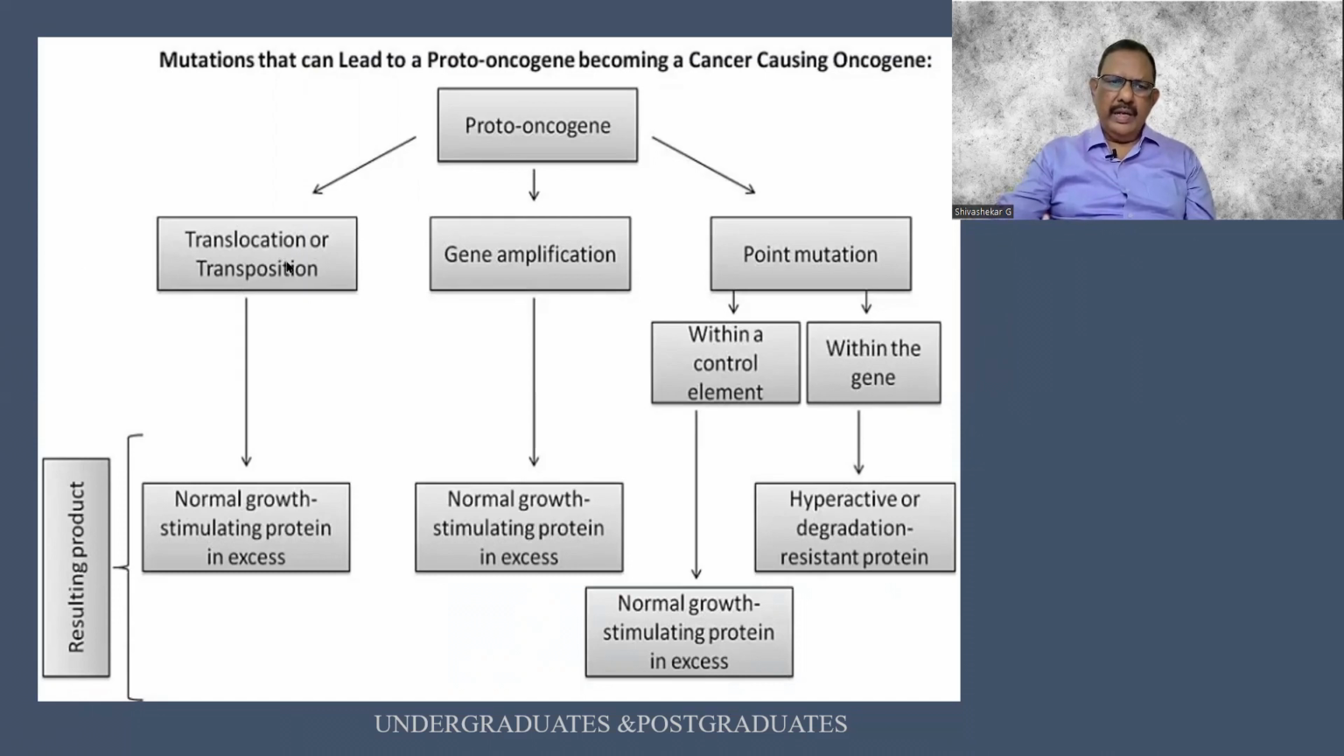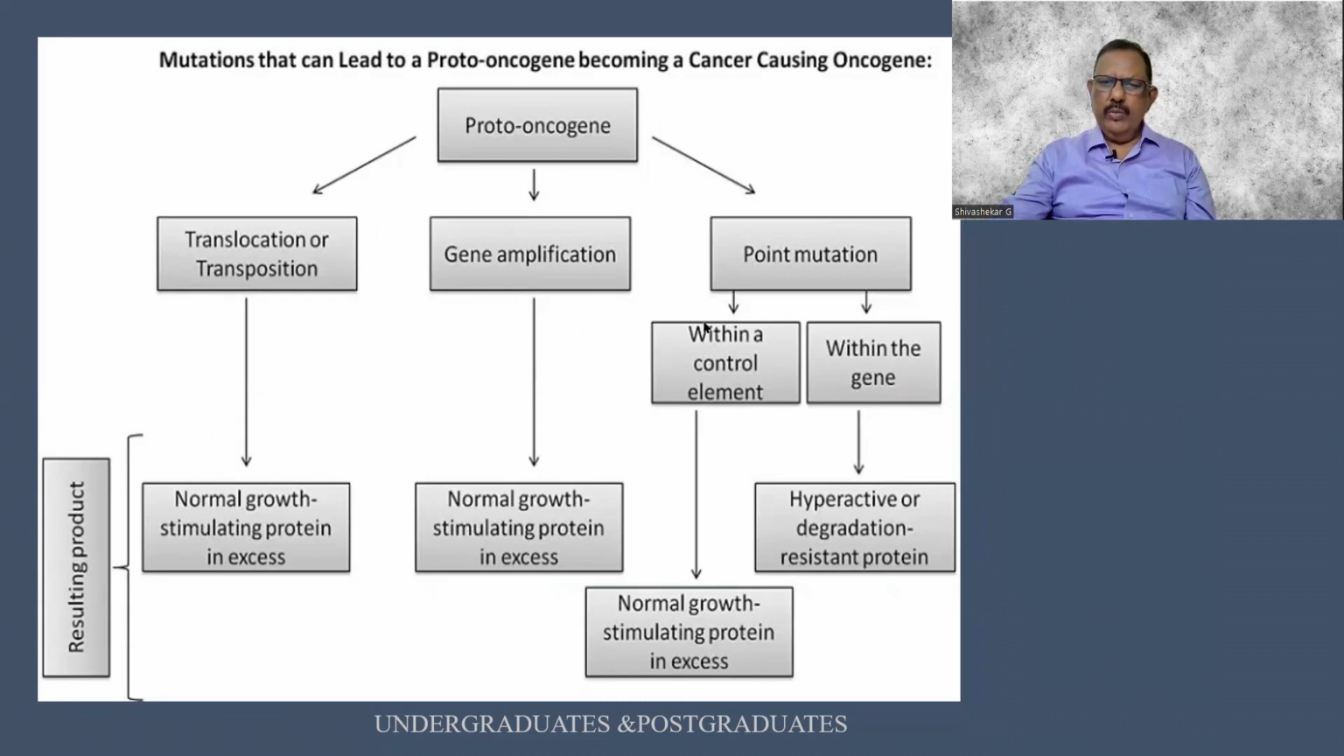Once there is a translocation or a transposition, you find that there is normal growth, but it is in excess. Gene amplification, similarly, the normal growth stimulating protein is in excess. And point mutation within a control element, you find that there is normal growth and stimulation in excess, and within the gene, it becomes hyperactive or resistant to degradation. So any of this can lead to a neoplasm. I would like you people to kindly understand the resulting product can be a neoplastic cell itself.